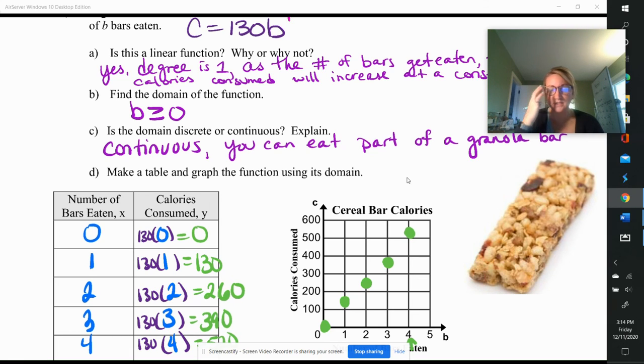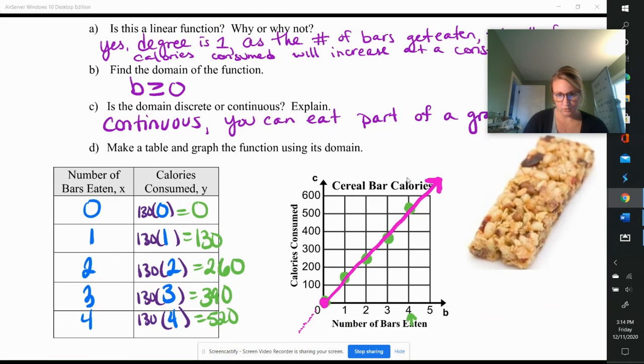Okay, now in this case, this is a continuous domain. So we can eat a half a bar, 1.5 bars, 2.25 bars. So for this graph, we are going to connect and extend because it's continuous. Now we're not going to continue past 0 because the domain starts at b equals 0. Right? We can't go down here because these are when x values are negative. So we don't want to go down this way. We want to start at 0 and increase to positive infinity granola bars.